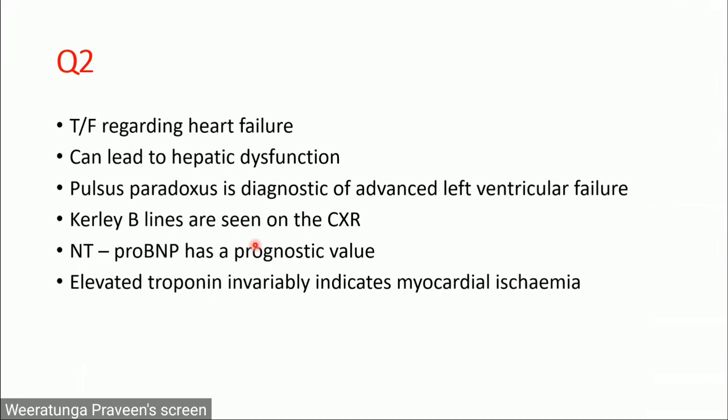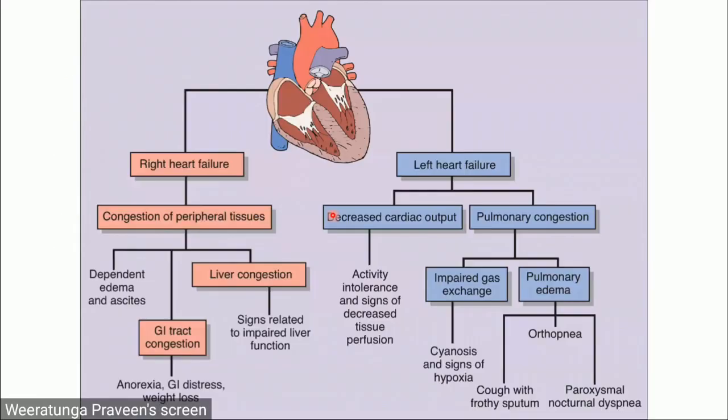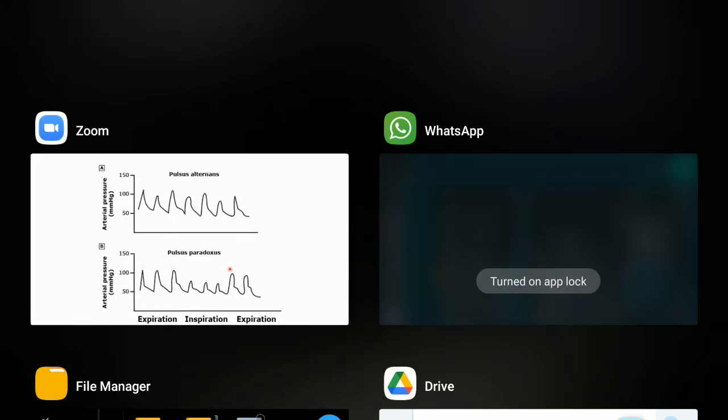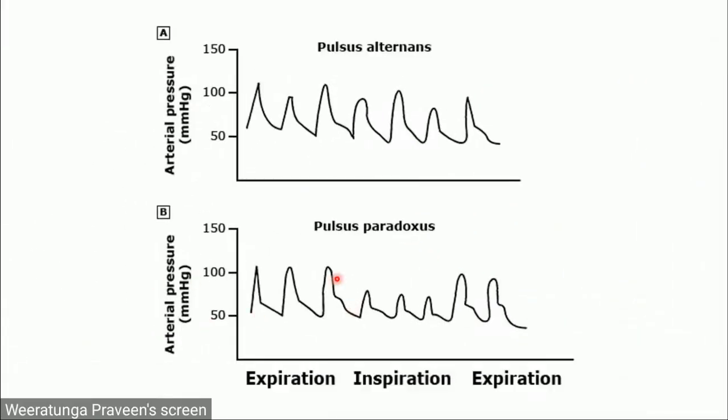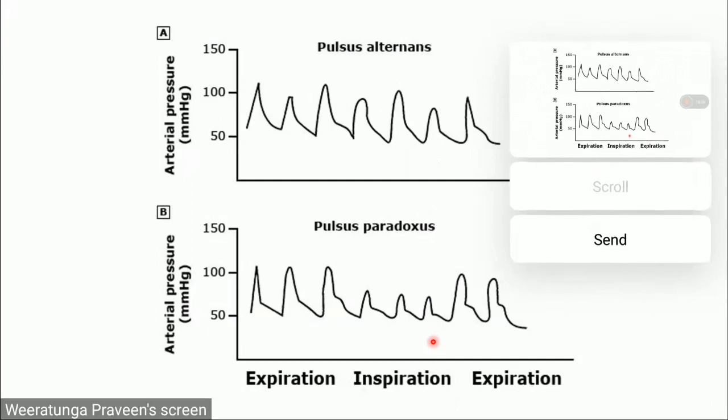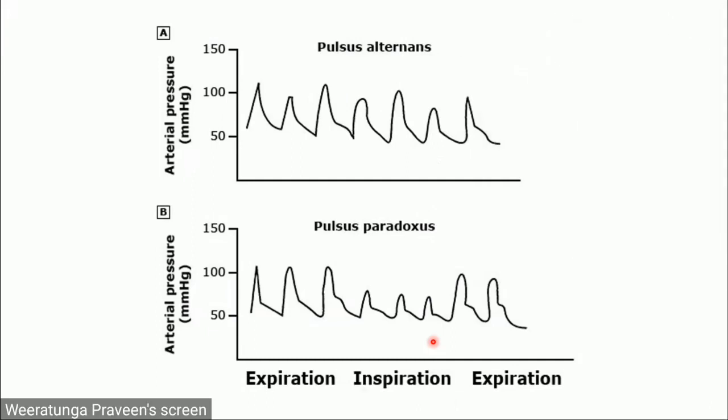Now, the next statement, you have to be very careful. Pulsus paradoxus is diagnostic of left ventricular failure. We'll talk about pulsus paradoxus on Thursday, and there are several conditions that give rise to it. This is what pulsus paradoxus looks like, and you can see that there is an alternating arterial pressure in expiration and inspiration. I will explain the pathophysiology on Thursday when we do pericardial disease, because that's where it's most relevant.